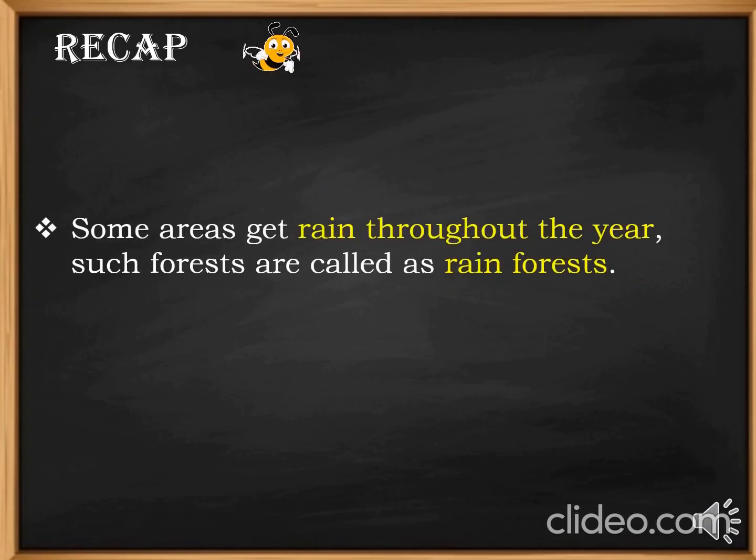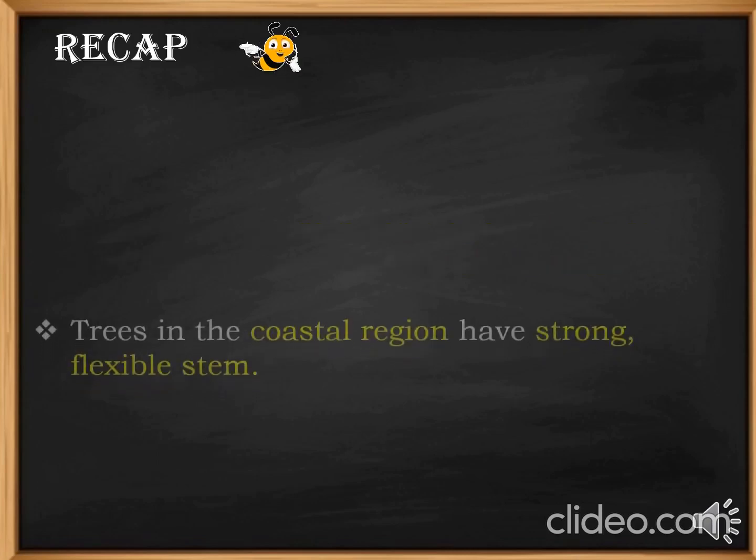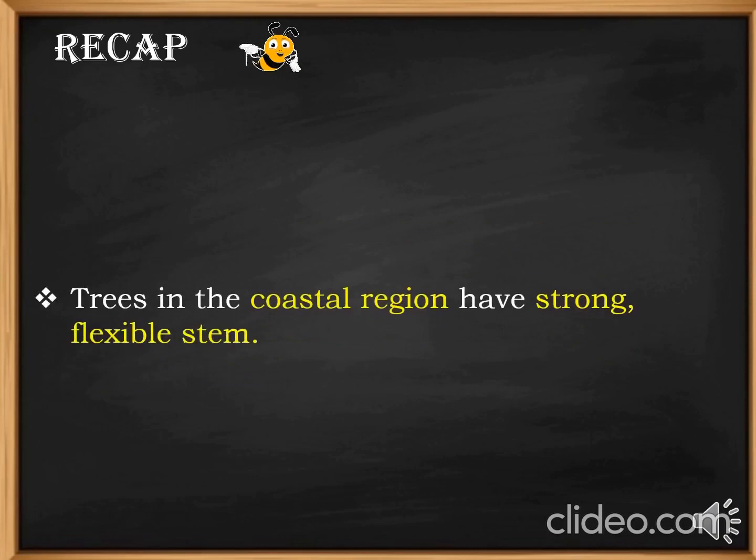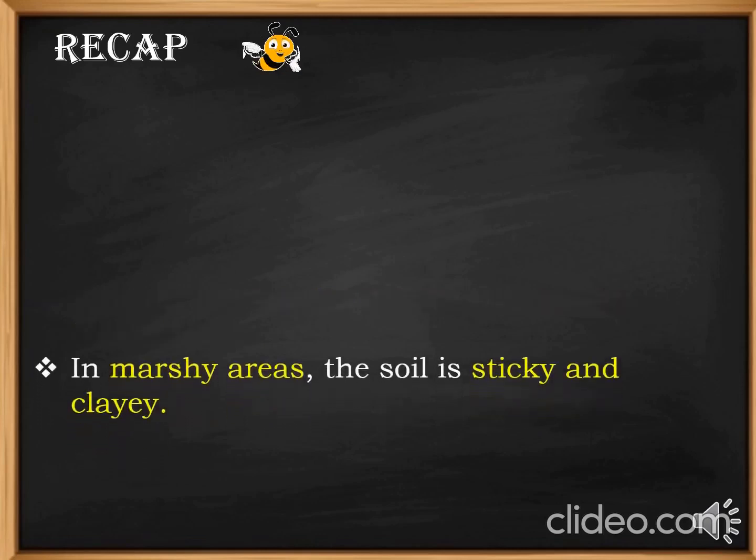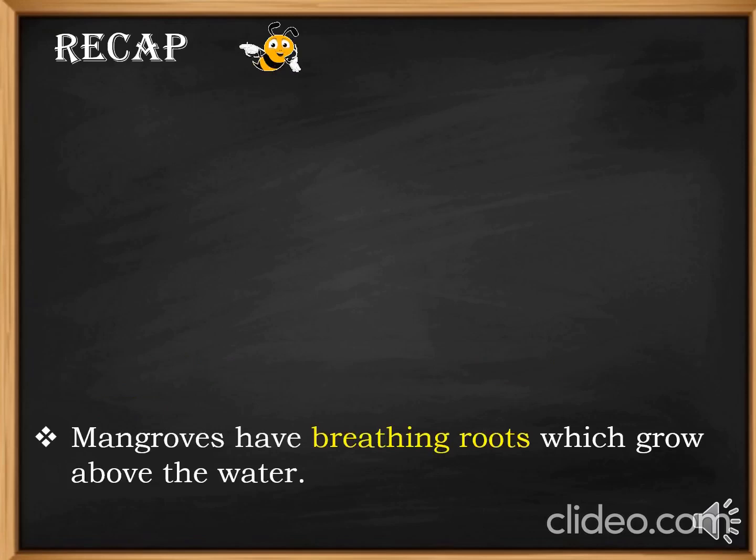Some areas get rain throughout the year. Such forests are called rainforests. Trees in the coastal region have strong, flexible stems. In marshy areas, the soil is sticky and clayey. Mangroves have breathing roots which grow above the water.